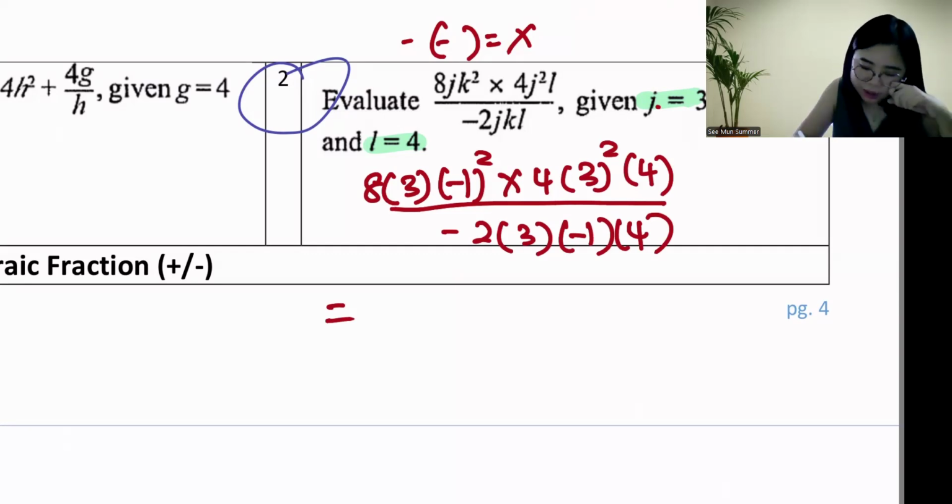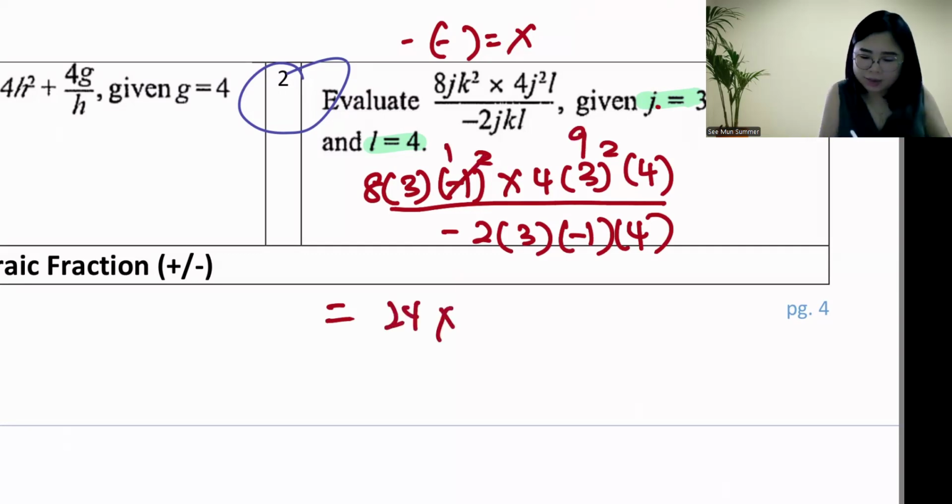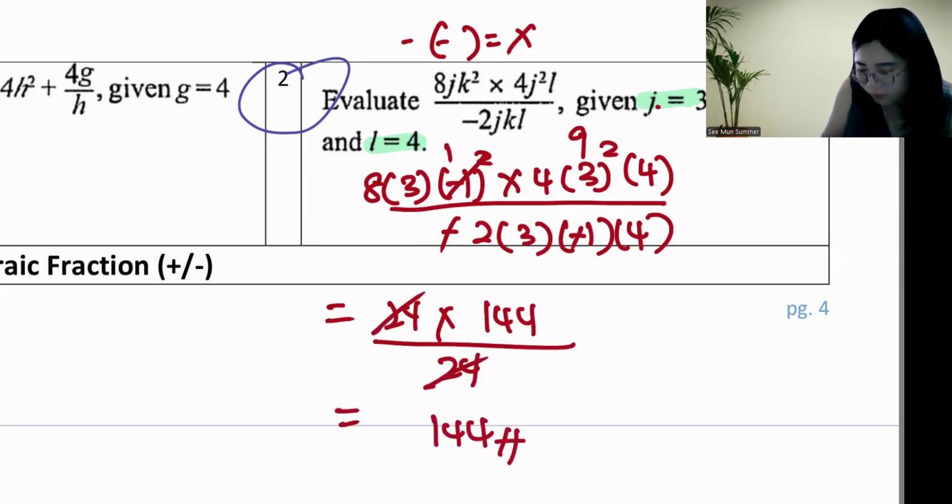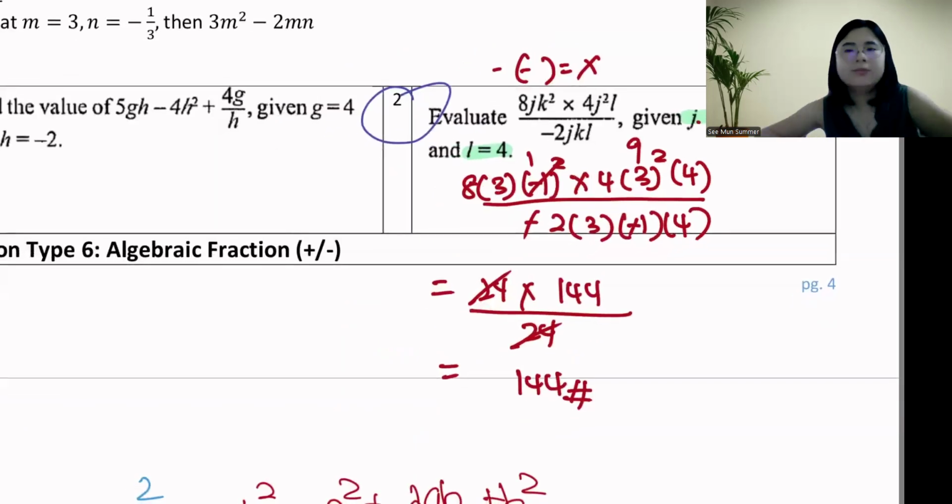So 1, I think no more. This is 1. This is 24 times, this is 9. 9 times 4 times 4. 144. All right. And then below, press everything into the calculator. Negative, no more. 2 times 3 times 4. 24. And then you will be so happy they can cancel off each other. It will become 1/4. Okay.